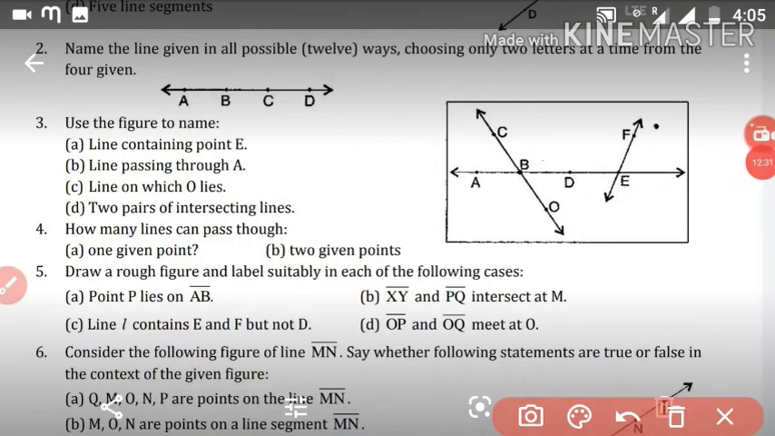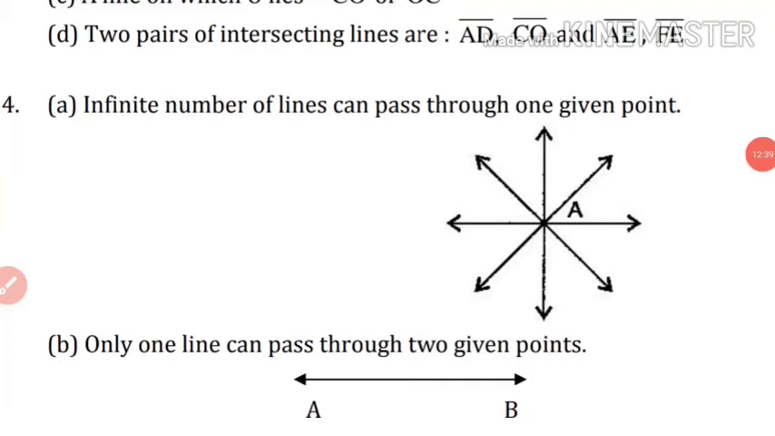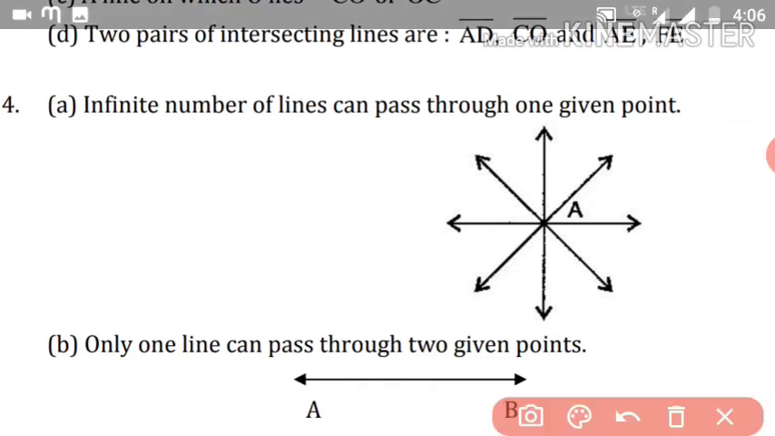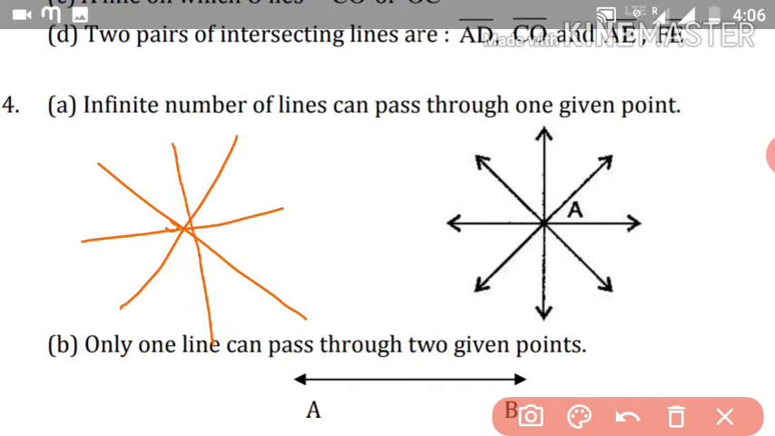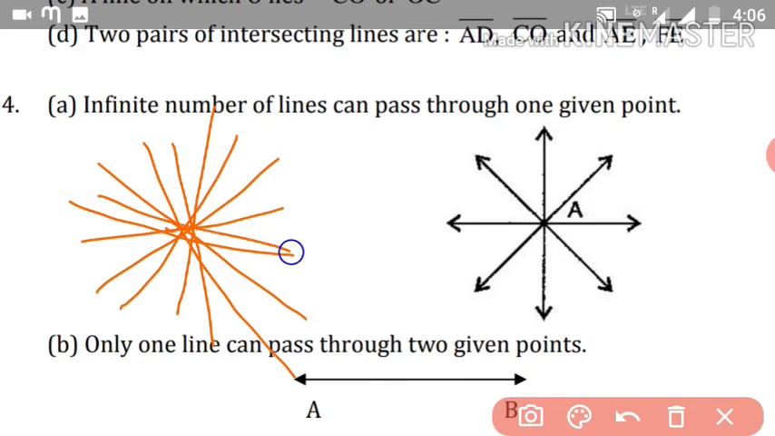Now question number 4. How many lines can pass through one given point and two given points? Okay, so let's come to the answer. How many lines can we draw through a given point? One point is given here, A. Suppose this is the point. From here, how many lines can we draw? We can draw as many lines as we want from one point, isn't it?